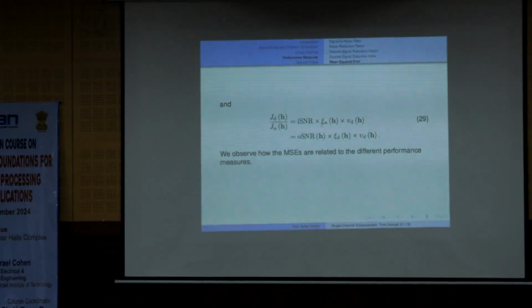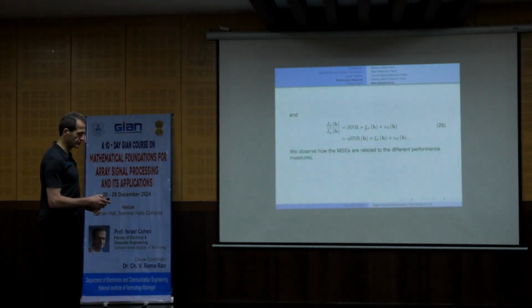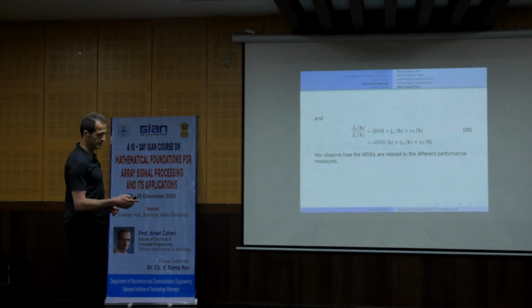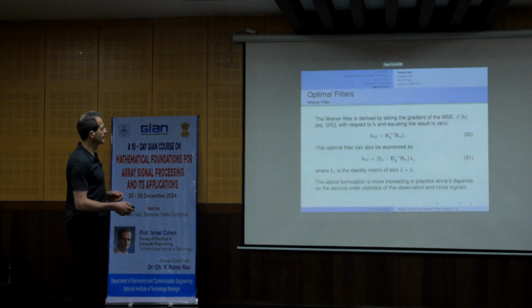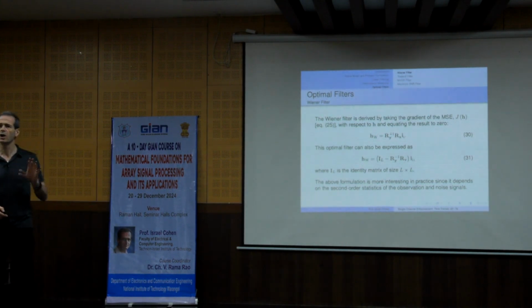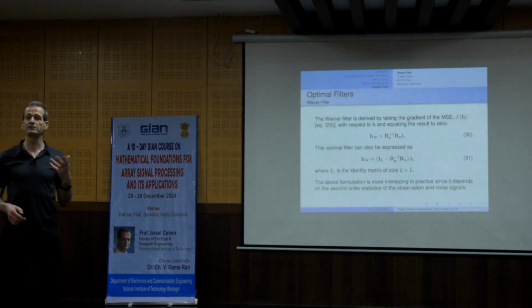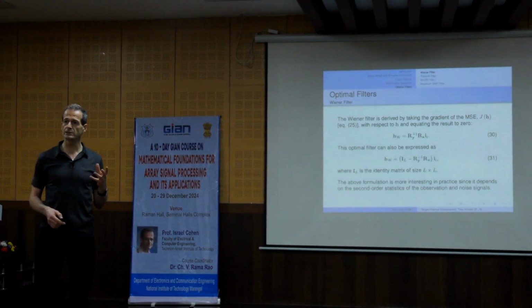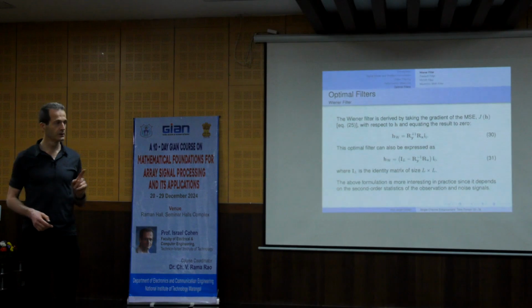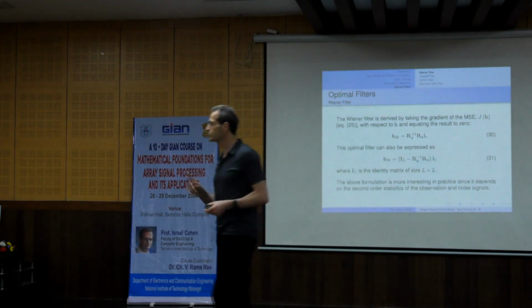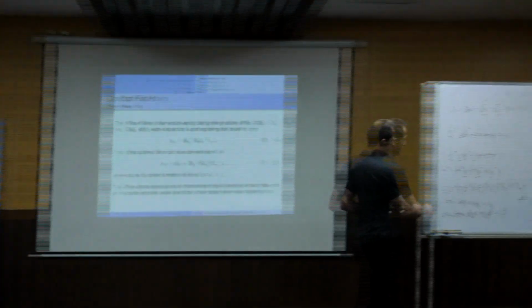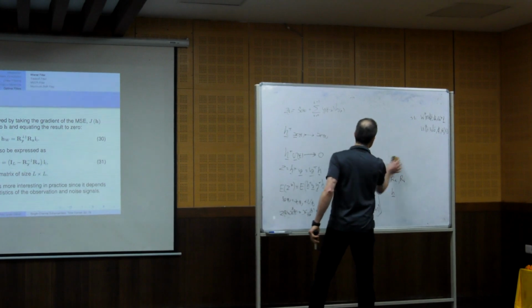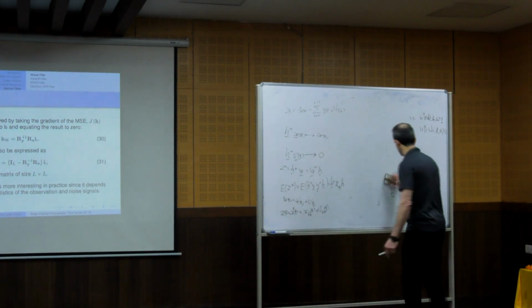Okay, so let's continue. So we defined performance measures. Now we want to find optimized filters in order to improve based on these criteria. Okay, so the simplest or the most common optimal filter is known as the Wiener filter. The Wiener filter tries to minimize the mean squared error, what we defined before. So the mean squared error contains two errors. One is related to the distortion, and the other error is related to the residual noise. Okay?